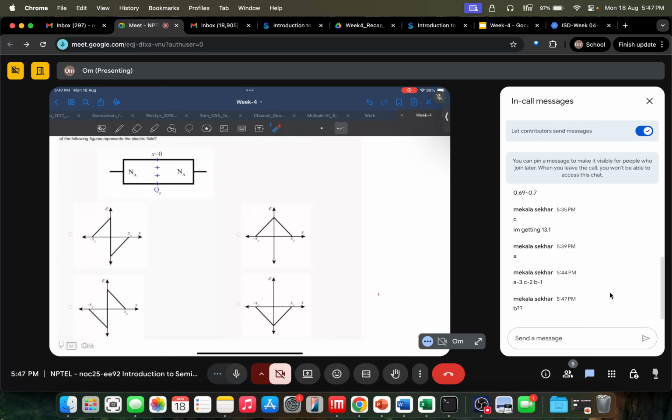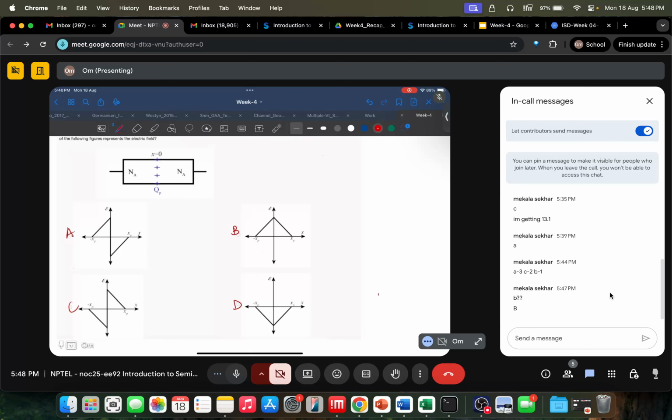Okay, so let me just say A, B, C. Okay, answer which one? B is simply for a normal PN junction, right? This is for a PN junction. This is for an NP junction. Here, there will be positive charge and negative charge, so charge will be like this. This is for a normal PN junction. Why will it be B? These two are definitely not right.